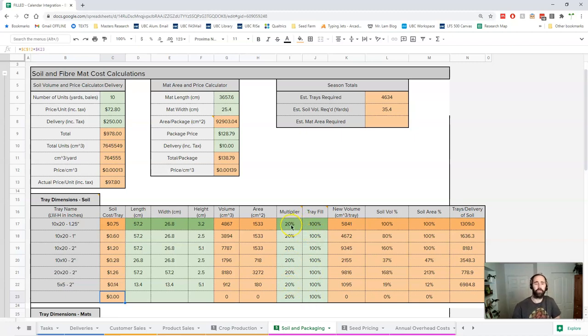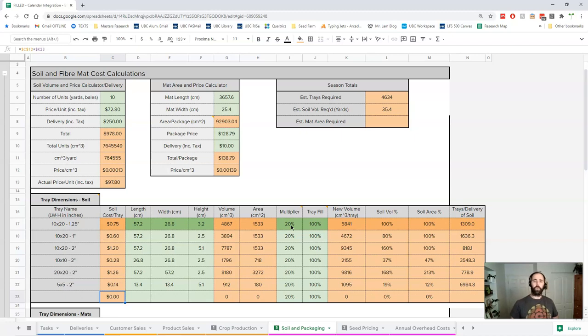So let's start with the multiplier. The reason you'd use the multiplier is if you get a big load of soil in and it's really, really loose, and you start packing it into trays, that 10 yards of soil is only going to fill up, say, 8 yards worth of trays over time because you're compacting it more in. Whereas if you get a really compacted bale of peat moss and then you loosen that up, it's actually going to fill more trays because you're not going to pack it in as densely.